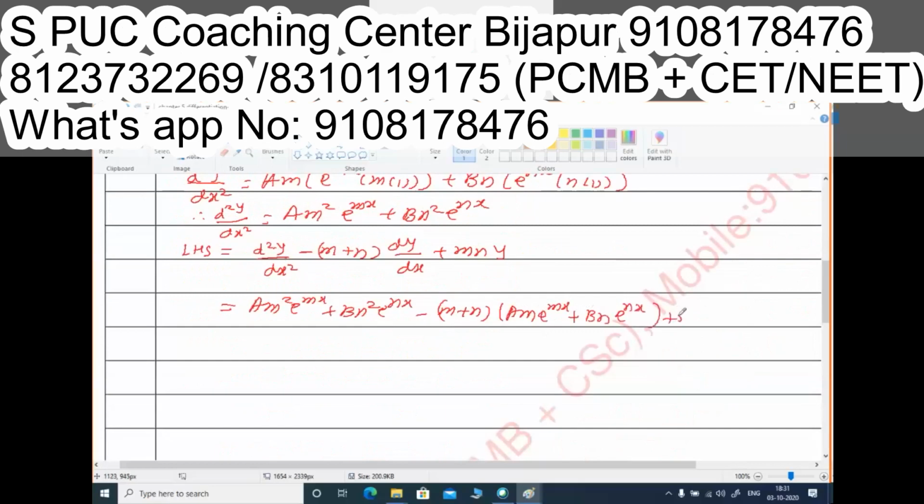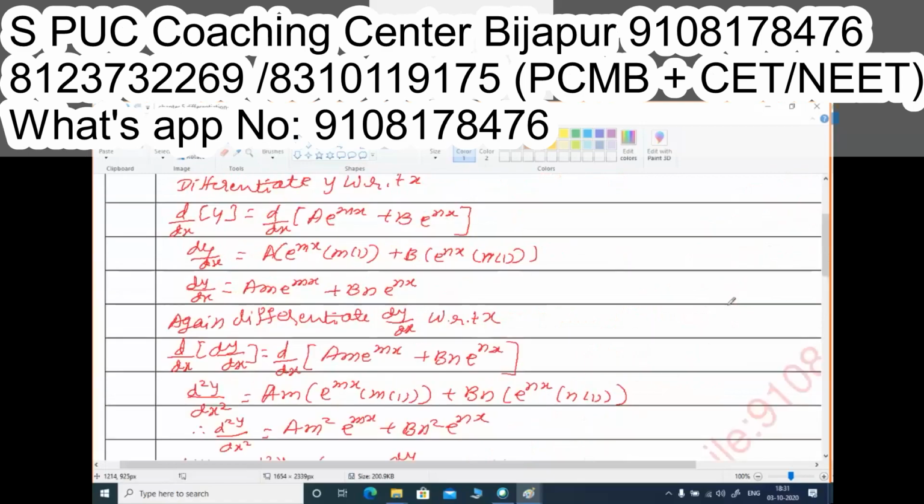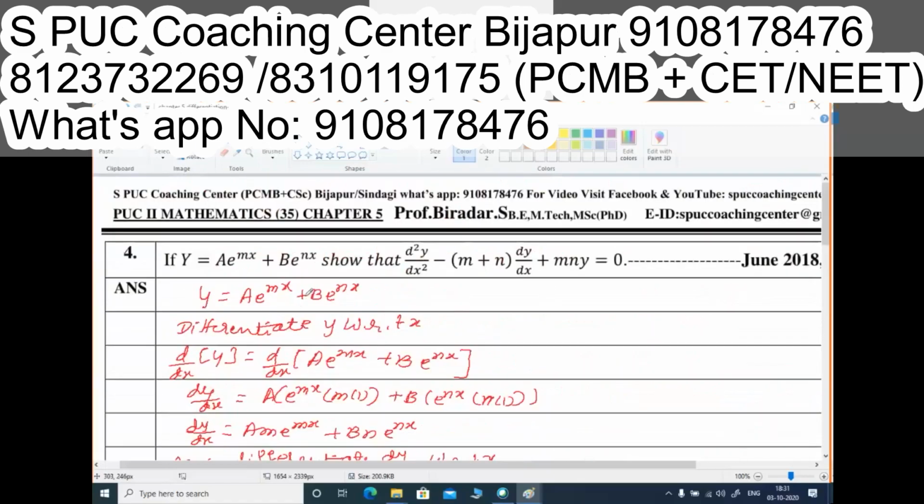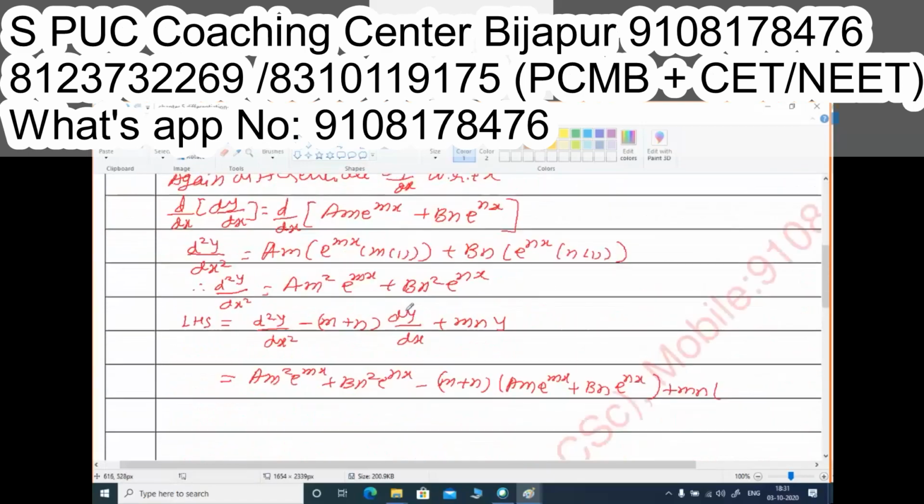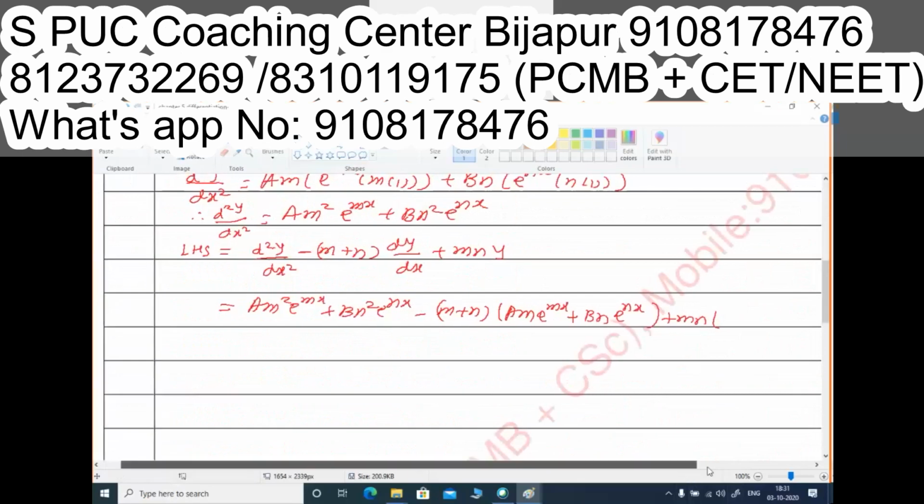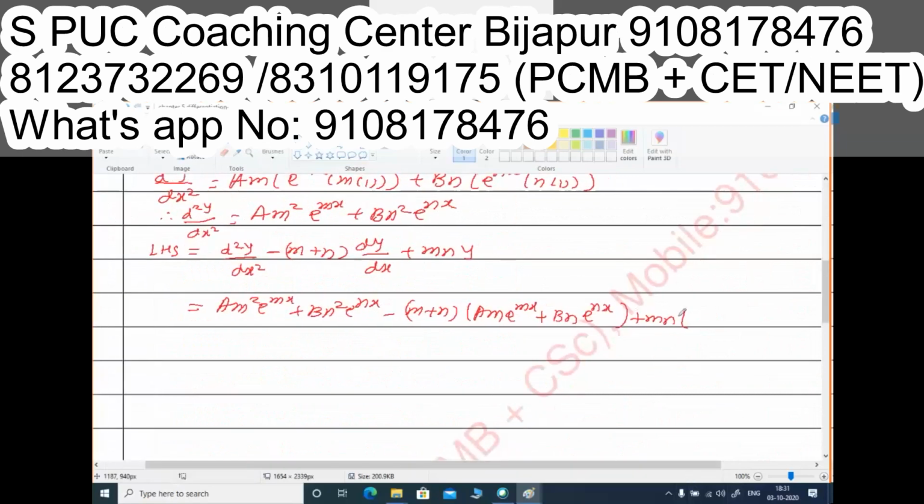Next, plus m into n bracket: a e raised to mx plus b e raised to nx. You just simplify this bracket, here also b, then you are going to get this.